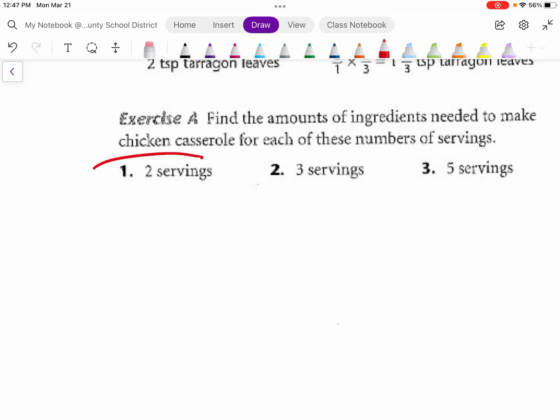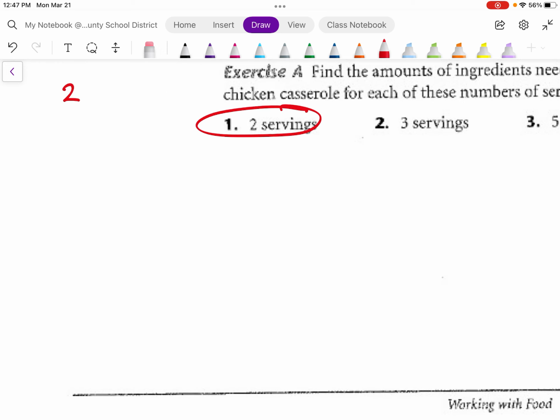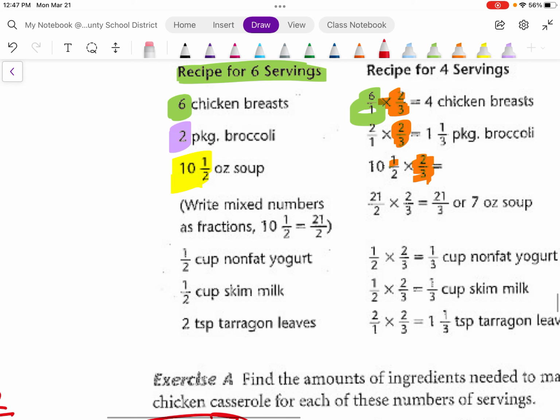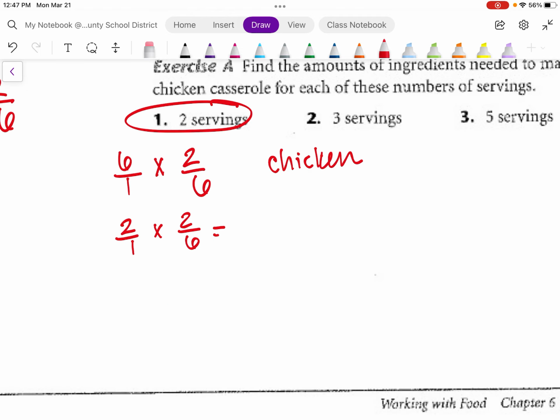Now, I want you to do this for exercise A. You're going to do the same thing, but you're just going to do number 1 because it's kind of a lot of work. In this case, your desired servings are 2 out of 6. So you're going to go through and multiply everything: the 6 chicken breasts times 2/6, and then 2 packs of broccoli times 2/6, and then whatever else. All of these you're going to multiply by 2/6 to get your answer. So go ahead and only do the first example for that.